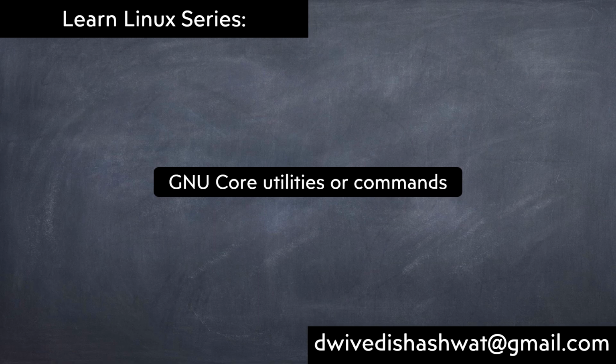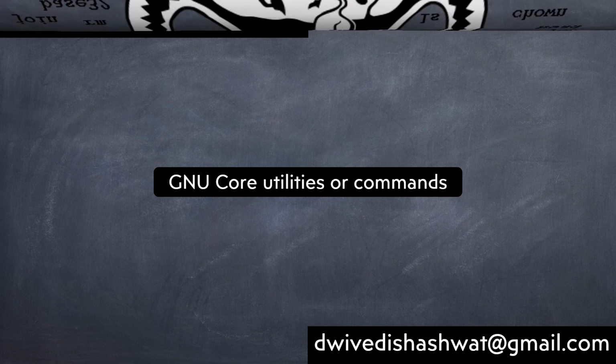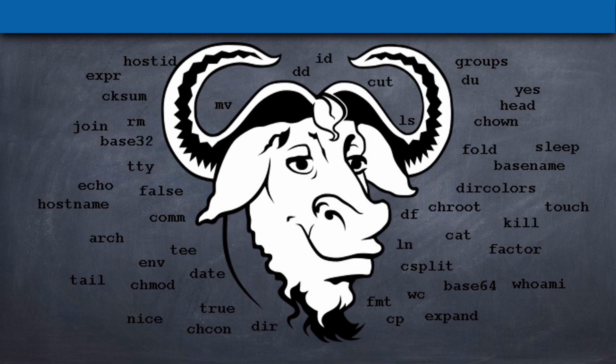We are going to learn about GNU core utilities and commands. Basically these are the utilities or commands which are by default available with all the Linux distributions. For these commands and utilities, we don't have to install anything. They come by default. As you can see, there are many utilities and commands which are categorized in groups. So we'll learn these commands group by group.